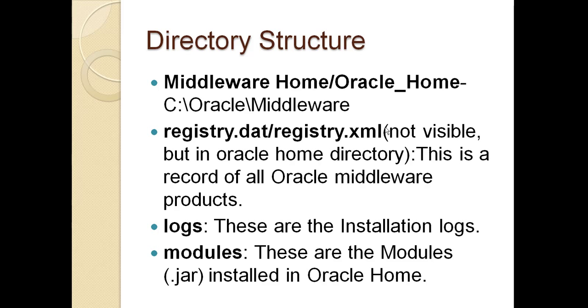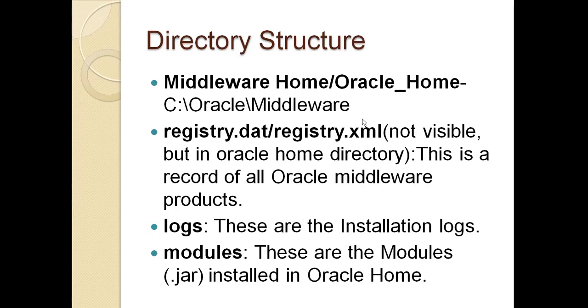So we'll go ahead and look into more detail about the directory structure. The middleware home for our WebLogic will be C Oracle middleware, or any other directory where you have installed the Oracle middleware. By default it will be C Oracle middleware. Inside it you will find two files, registry.dat and registry.xml.